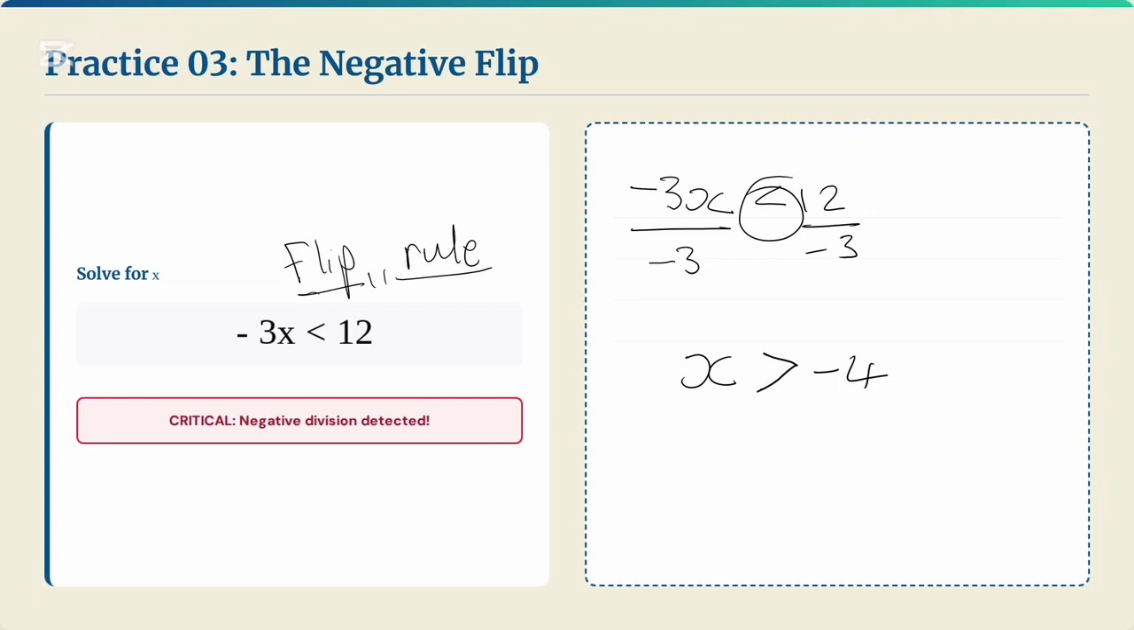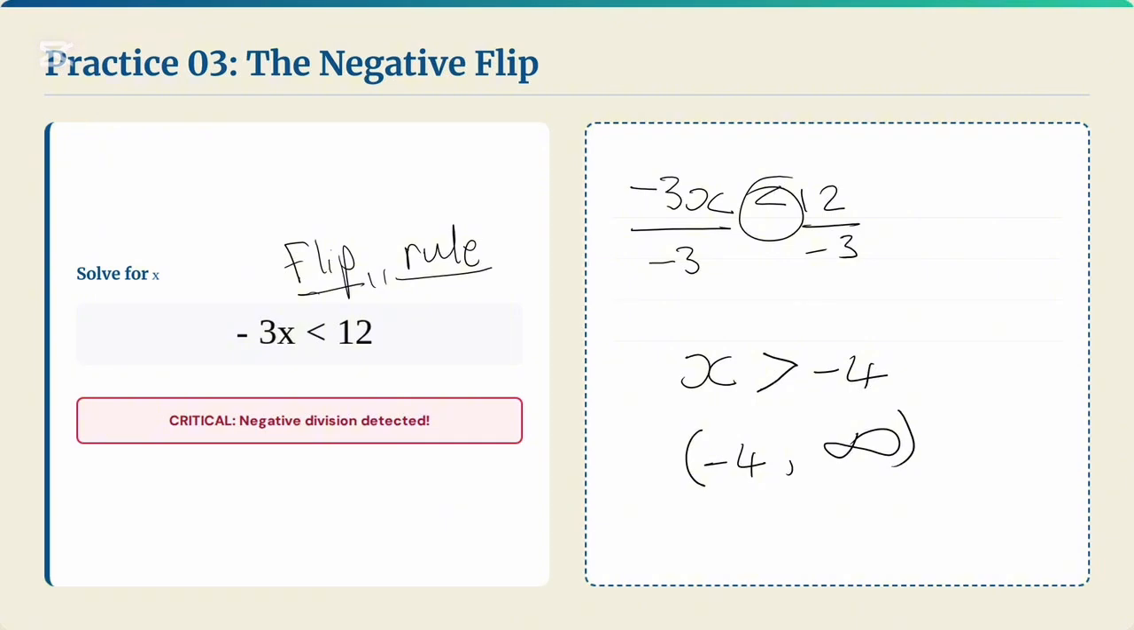Now into interval notation: negative 4, positive infinity, just like that. Because x is greater than negative 4, we will start at negative 4 and we will use parentheses because our negative 4 is not included. It is excluded because x is greater than negative 4.